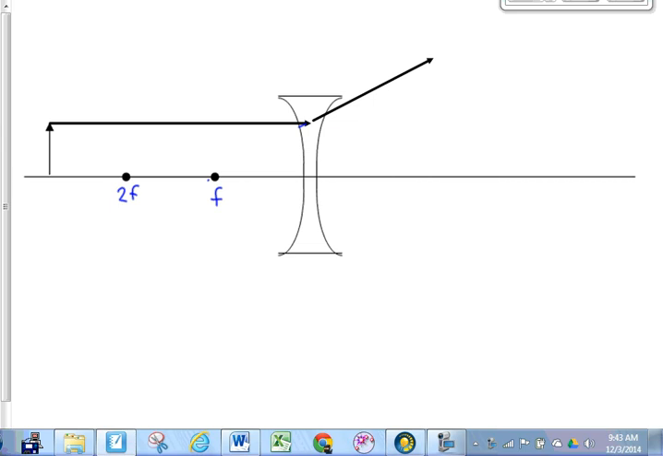Now the second ray is going to go from the top of the object down through the optical center again. And you know what? It's going to do exactly the same thing as it did for a converging lens. It's going to keep going straight through.